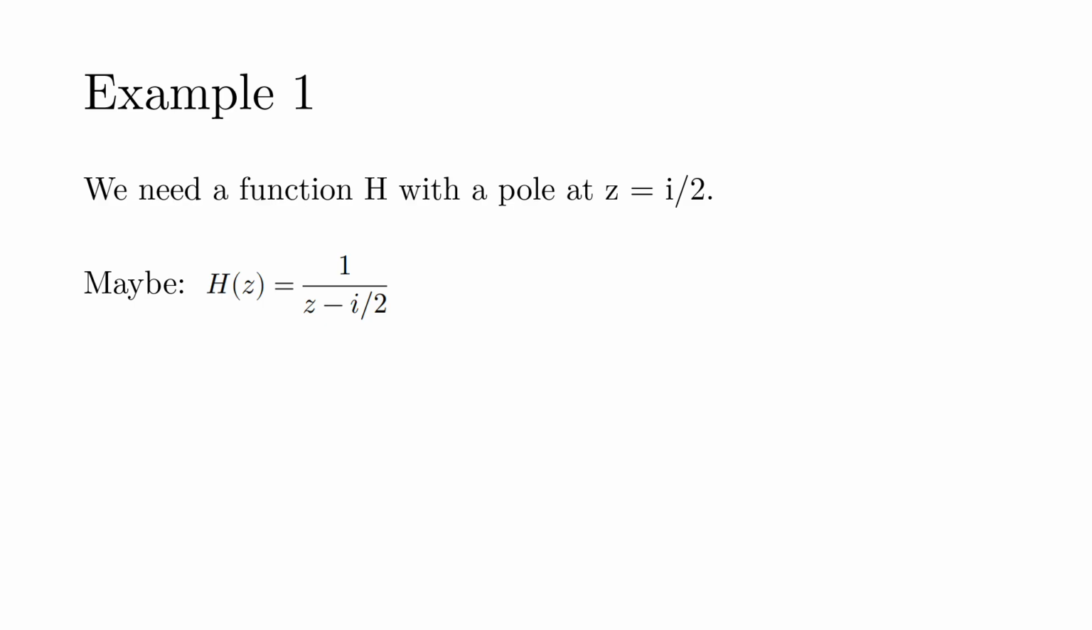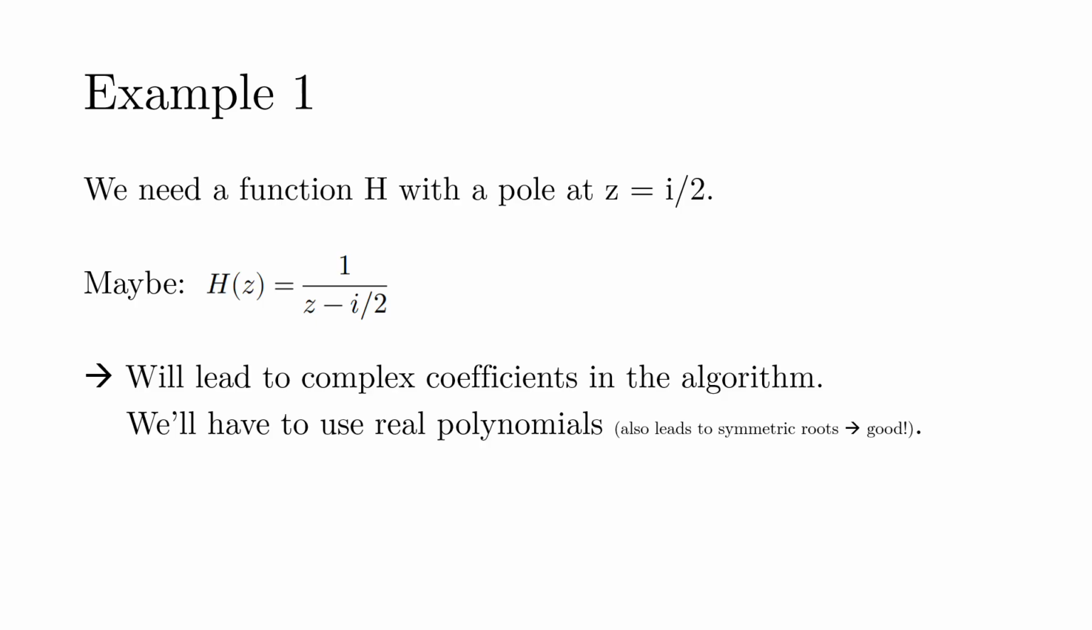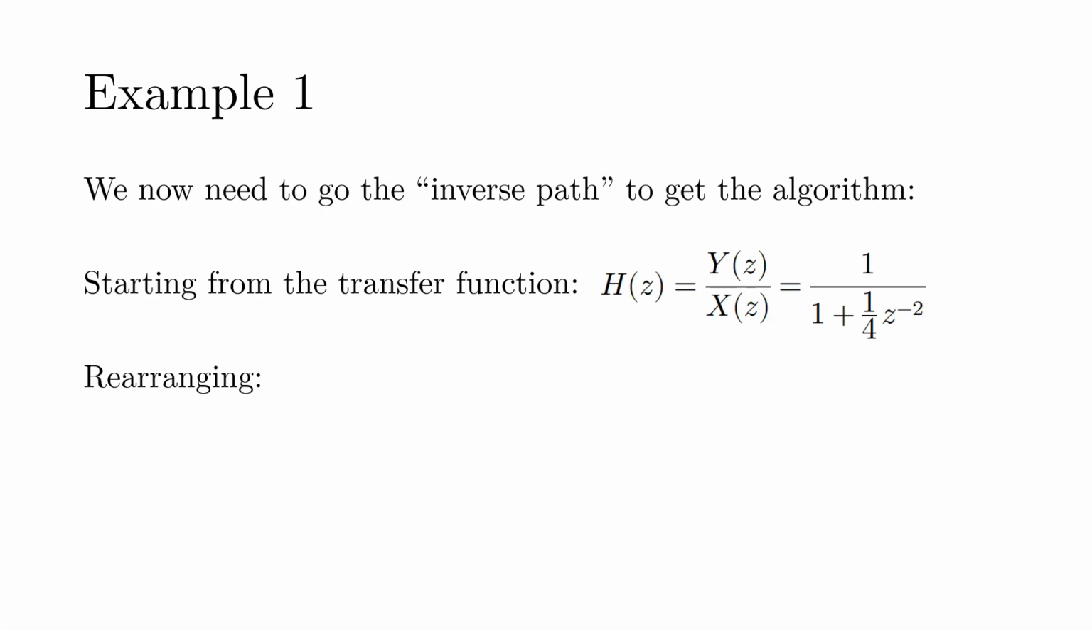So if I want real coefficients, then I'll also have to use real polynomials. So that means in this case I would multiply the denominator by the complex conjugate to get maybe this polynomial, and that works as well. So now I've got poles at i over 2 and minus i over 2, which is still alright, but this definitely works. So if you plug in i over 2 for z in this function, then you'll have 1 over 0, which is a pole. So let's try to now get to the algorithm starting from this transfer function.